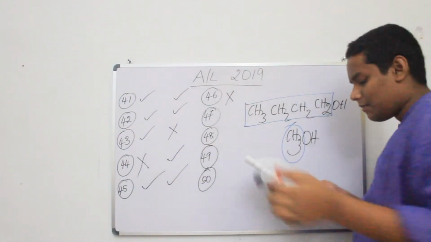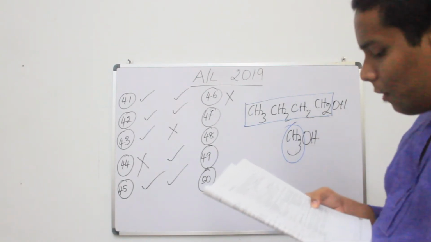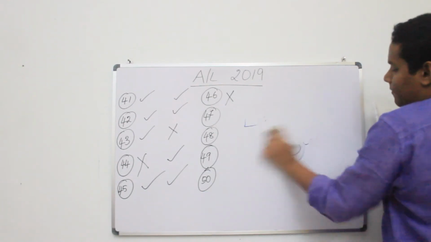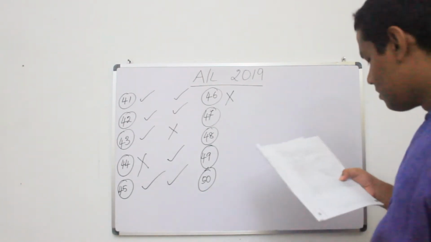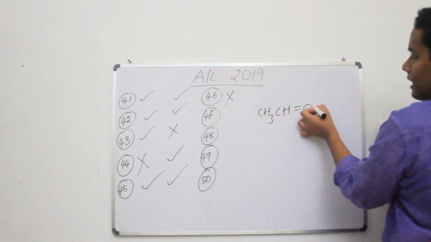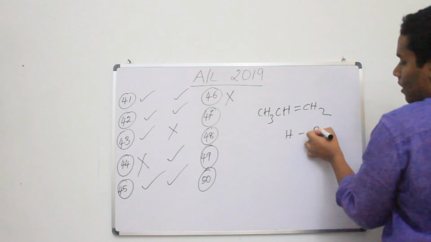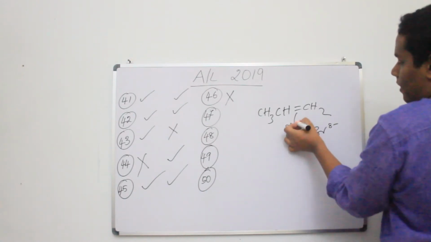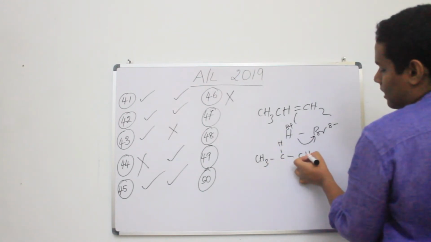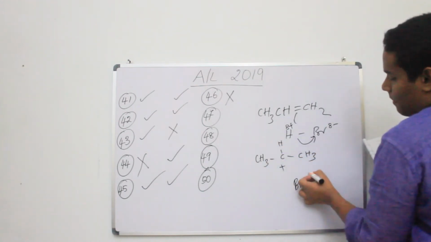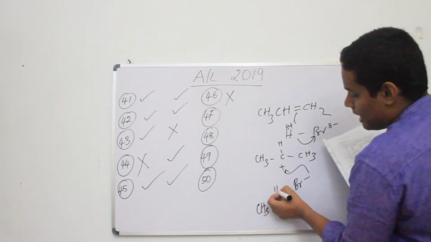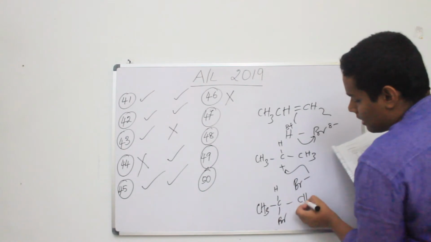Second one, a secondary carbocation is formed in the reaction intermediate in the following reaction. First of all, we'll see the reaction mechanism. Here, CH3, CH double bond CH2, HBr. So slight negative, slight positive here. Then CH3, CH3, positive. Br minus comes and acts as the nucleophile in the second step, giving you CH3, CH, Br, CH3.